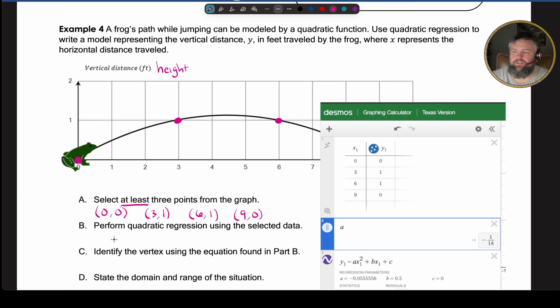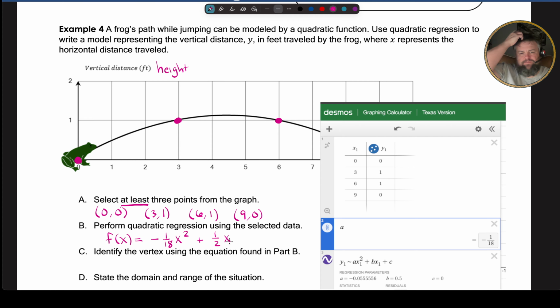Okay, so the function I'm going to have, I guess we'll just call this f of x here. So f of x is going to equal negative 1/18 x squared plus 1/2 x plus 0. So the actual function is just negative 1/18 x squared plus 1/2 x.